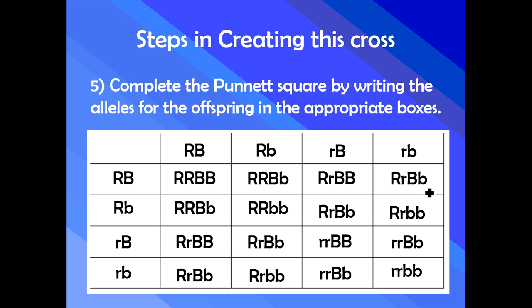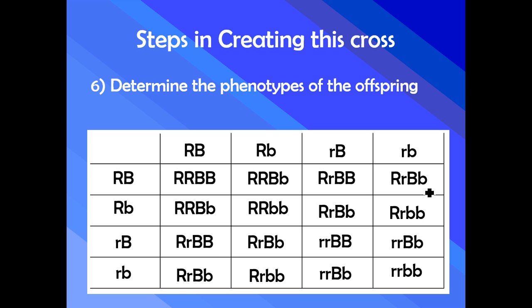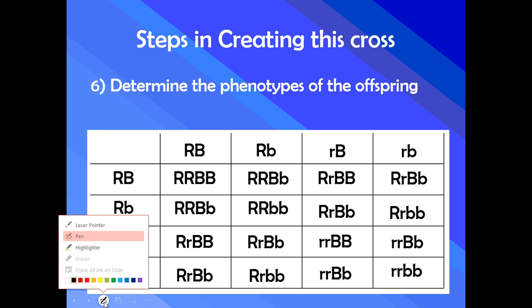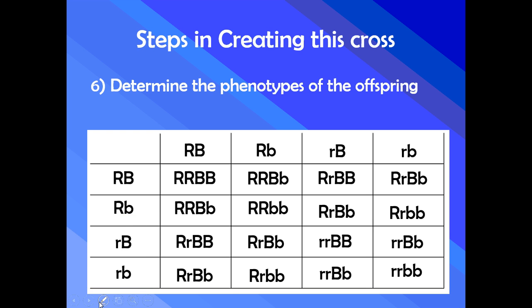Once you've filled these in, then you can determine the phenotypes of the offspring. So phenotype, remember, is what it looks like. I'm going to use a highlighter to show what all of these are going to look like. Remember, looking back at your table, the big R stands for running, and the little r stands for waltzing. So any that have at least one big R are going to be running mice. They're going to run normally. Big B, remember, stands for black, and little b was the recessive brown.